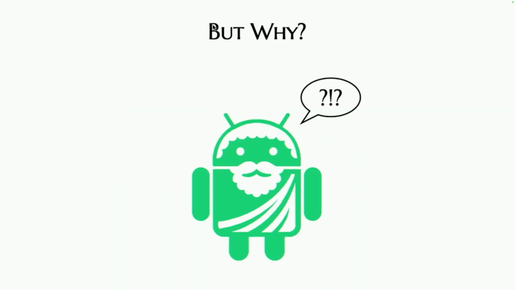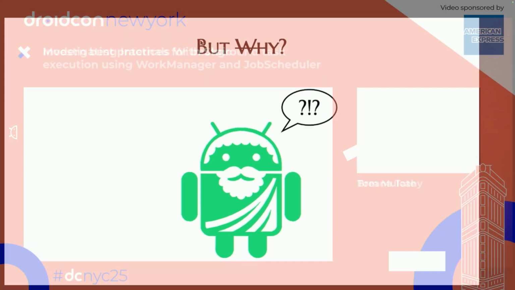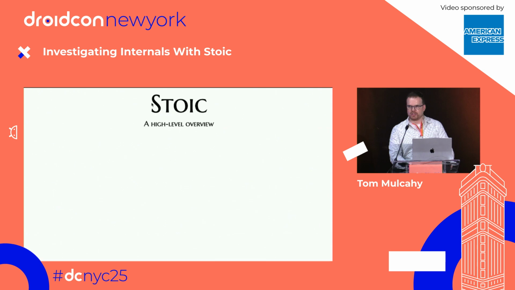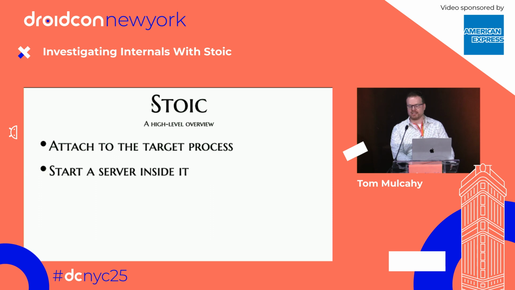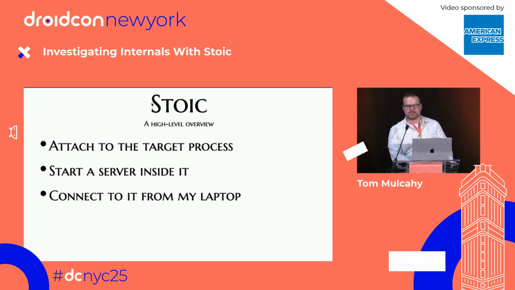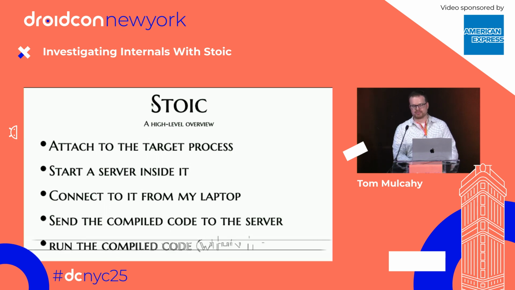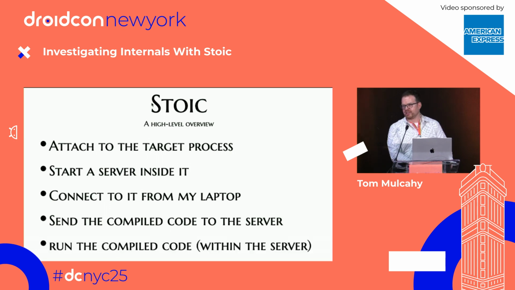So I hope that explains why I built Stoic. The next question people sometimes have is, but how? How is this possible? I'll start with a high-level overview. I attach to the target process, start a server inside it, connect to it from my laptop, send the compiled code to the server, and run the compiled code within the server.